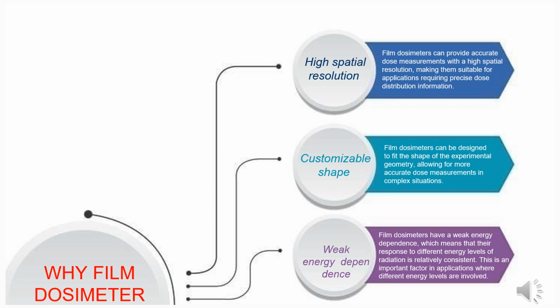Okay, at the first, high spatial resolution. Film dosimeters can provide accurate dose measurement with a high spatial resolution, making them suitable for applications requiring precise dose distribution information. Customizable shape. Film dosimeters can be designed to fit the shape of experimental geometry, allowing for more accurate dose measurement in complex situations.